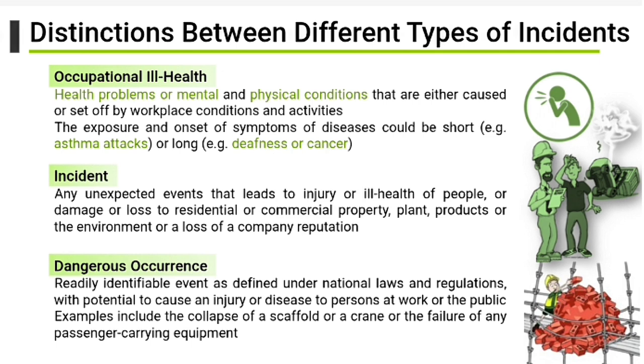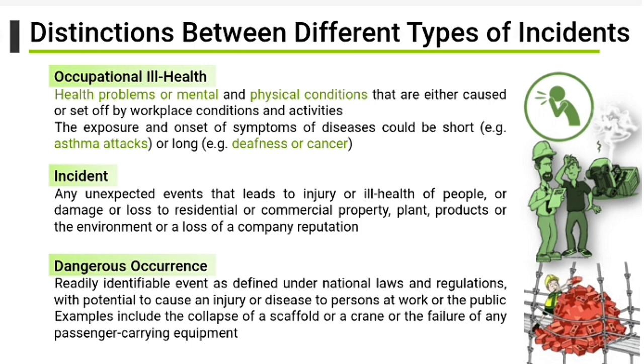In this slide, we will look into different types of incidents. Occupational ill health pertains to health issues, whether physical or mental, that are either directly caused by or exacerbated by workplace conditions and activities. It encompasses a wide range of health problems that can arise as a result of occupational exposure. The onset of symptoms and diseases related to occupational ill health can vary in duration, from short-term conditions, such as asthma attacks, to long-term effects like deafness or cancer.